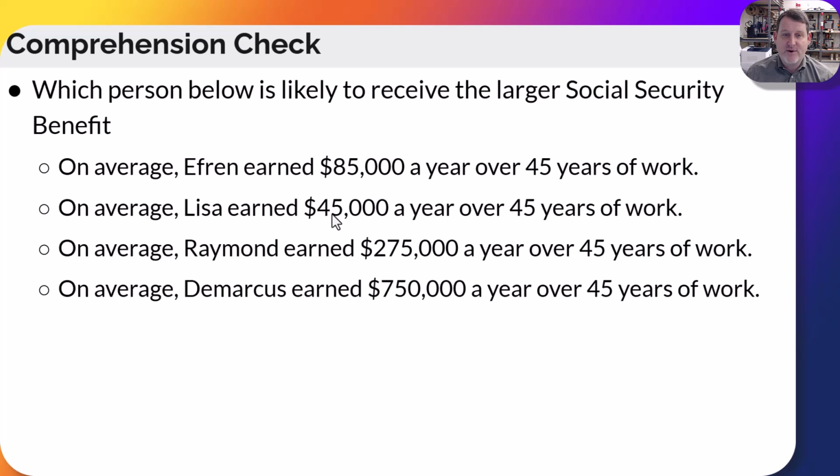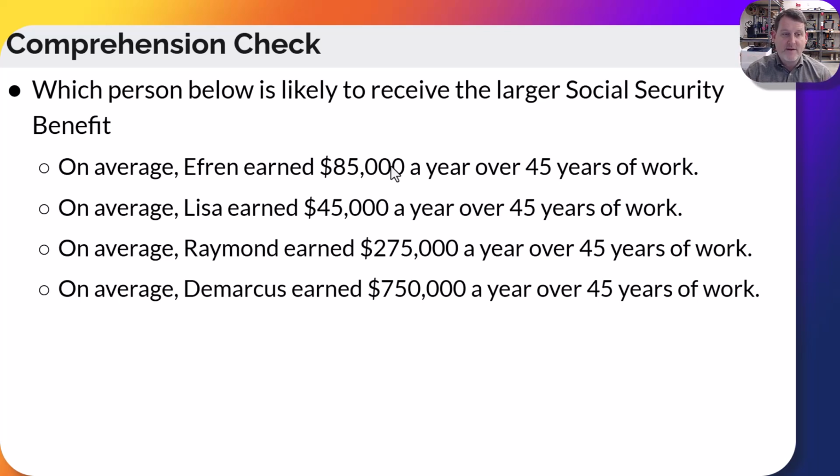So Lisa earned less, so that means she would have been paying less Social Security. That means she is going to get the lowest benefit here. Efren will be the second one, so they made more. And notice the amount of work is the same, so they worked 45 years in all of these. So on average, 85,000. So they're going to get a higher payout than Lisa would.